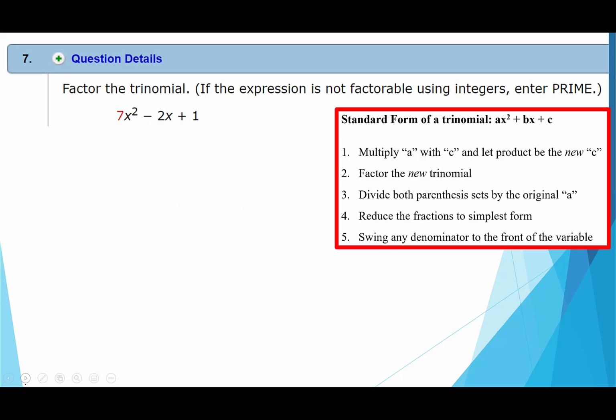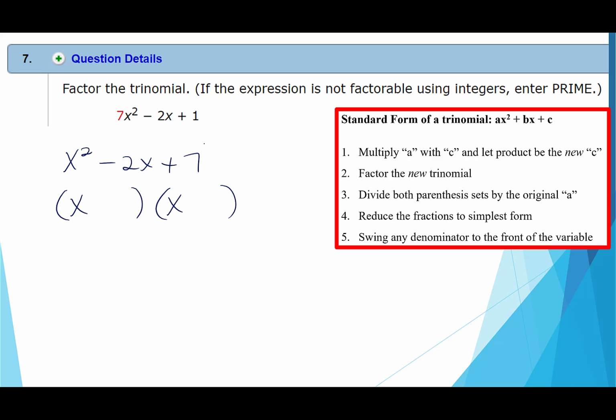Okay, next. The instructions still say factor the trinomial, but I want you to notice it says if the expression is not factorable using integers, which is positive or negative whole numbers, then you can enter the word prime. So let's just pay attention. If something's not working out right, we may be working with a prime trinomial. Okay, the first thing we'll do is multiply a to c, and then we will factor this.